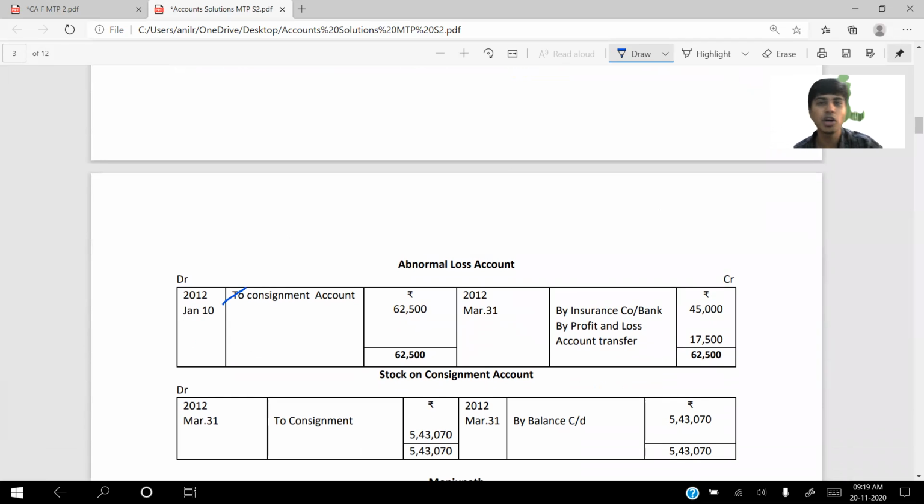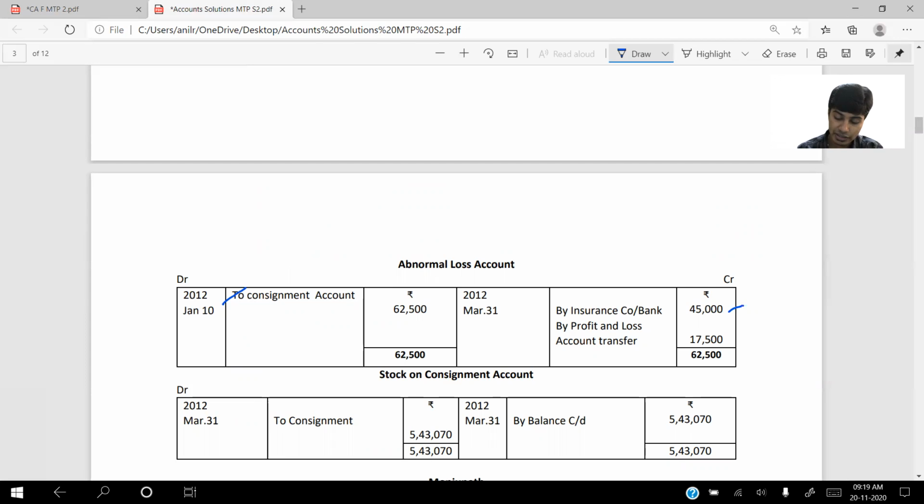The journal entry for abnormal loss is abnormal loss account debit to consignment account. Abnormal loss is an expense, debit. Consignment stock is reducing, credit. So the journal entry is abnormal loss account debit to consignment stock account. You get that? So abnormal loss to consignment, I've written 62,500.